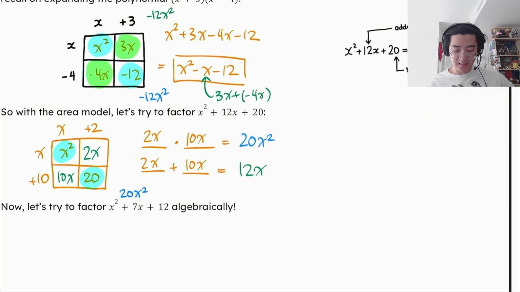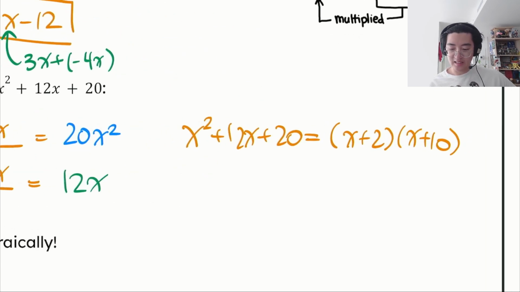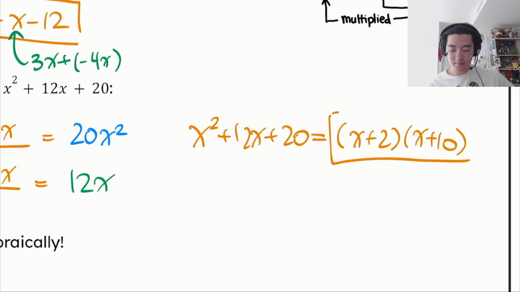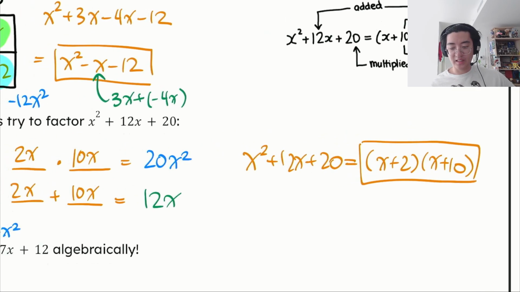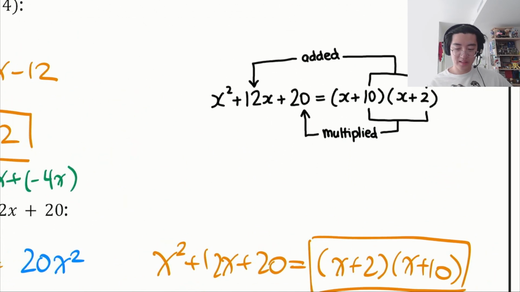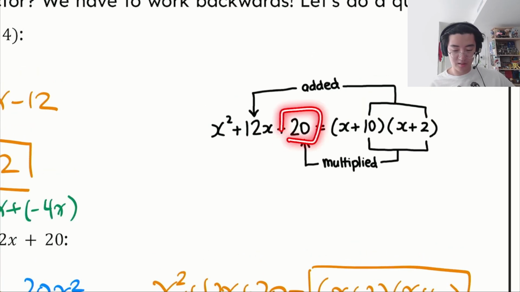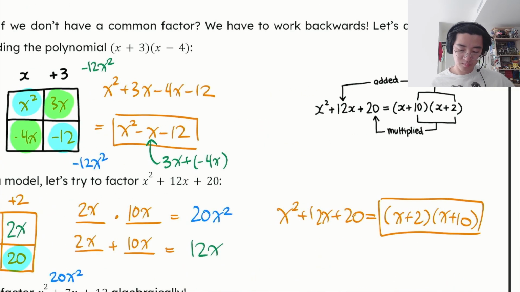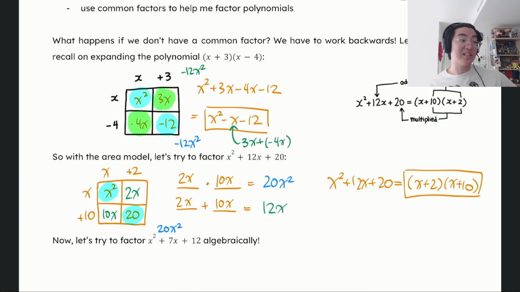So which means that this here factors into x plus 2 and x plus 10. Okay, and that's it. Right? And we can check over up here where the constants are multiplied to get to our constant here, and our constants are added to get to our middle term here. Okay, so that's how we factor.